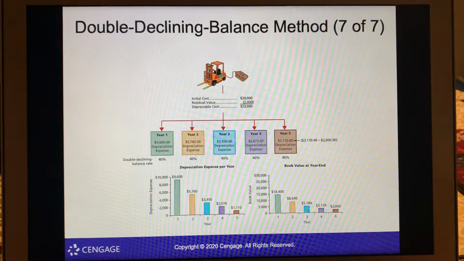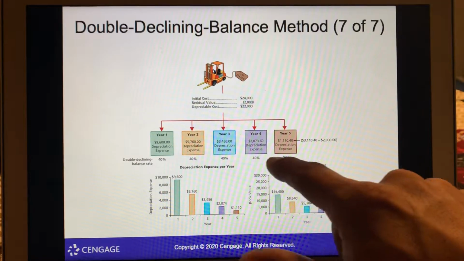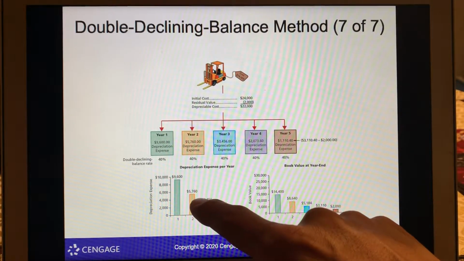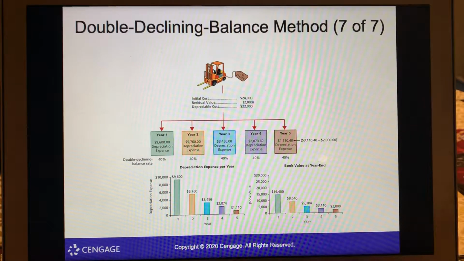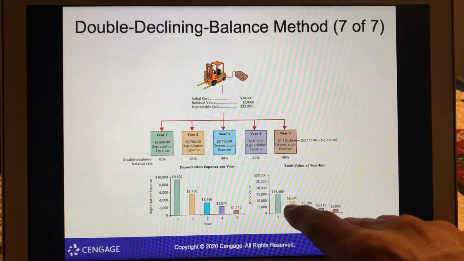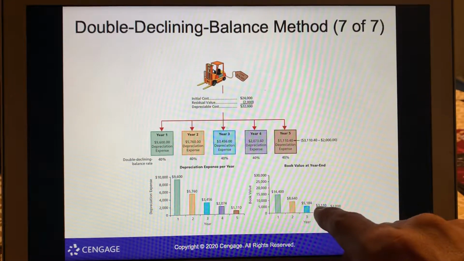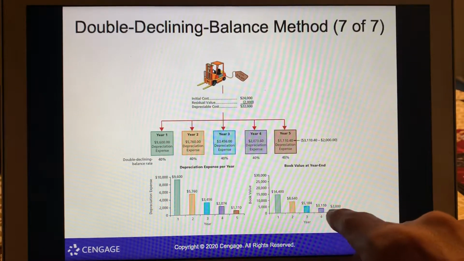So here's what this looks like over time, over that 5-year period. Notice it's 40%, 40%, 40%, 40%, and it's 40% of the book value. Okay, so keep that in mind. I know that sounds crazy, but it's 40%. This is calculated 40% of that, this is calculated 40% of that, and this is calculated 40% of that until you can't do any more.